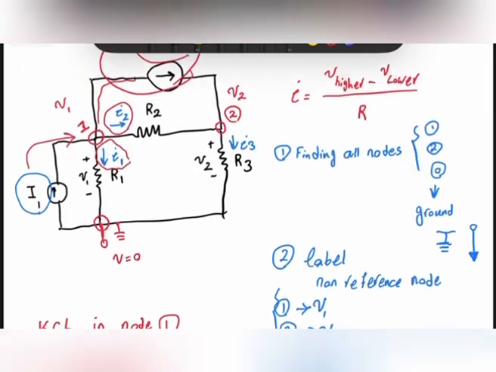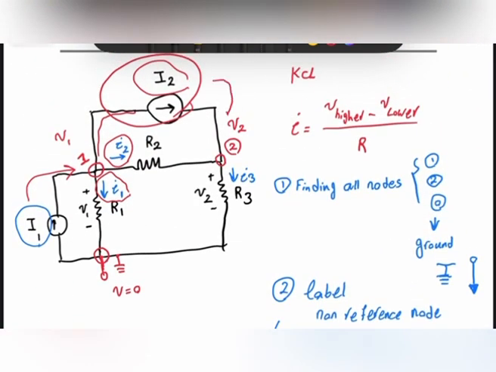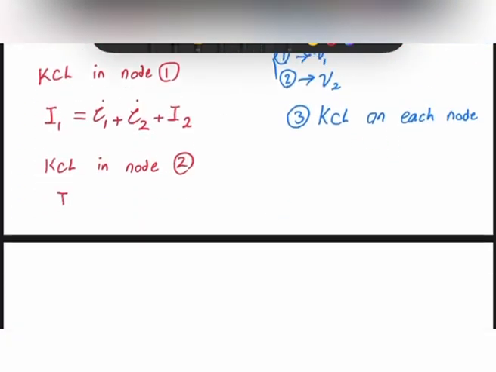Now I can also apply KCL in node 2. What do I have there? In node 2, I notice that I2 is entering, this I2 is also entering, while I3 is leaving. Therefore, I2 plus I2 is equal to I3.